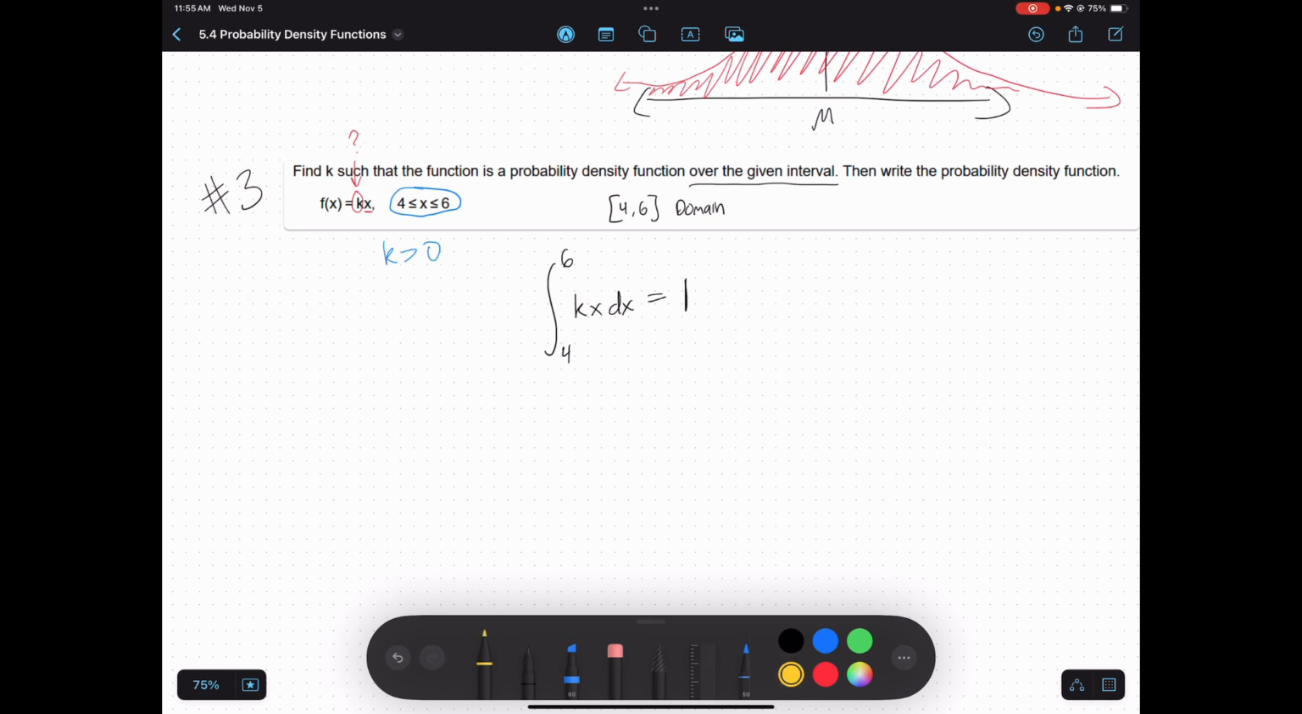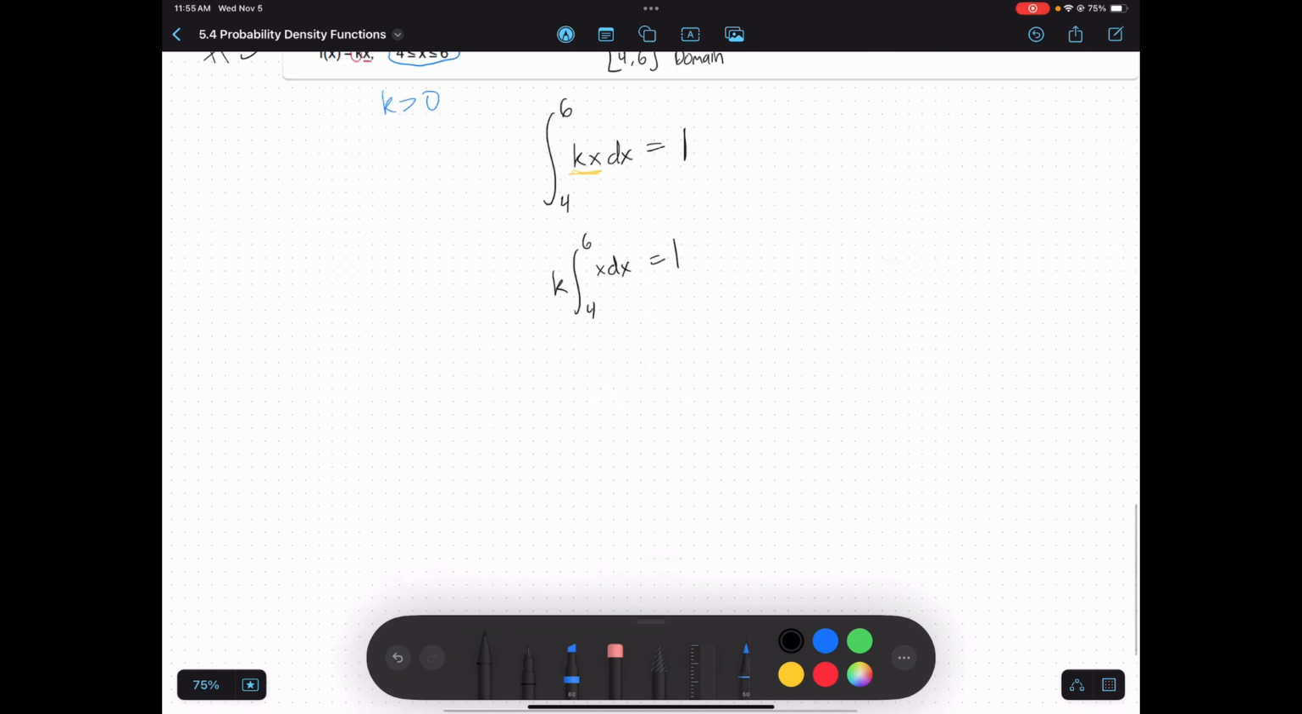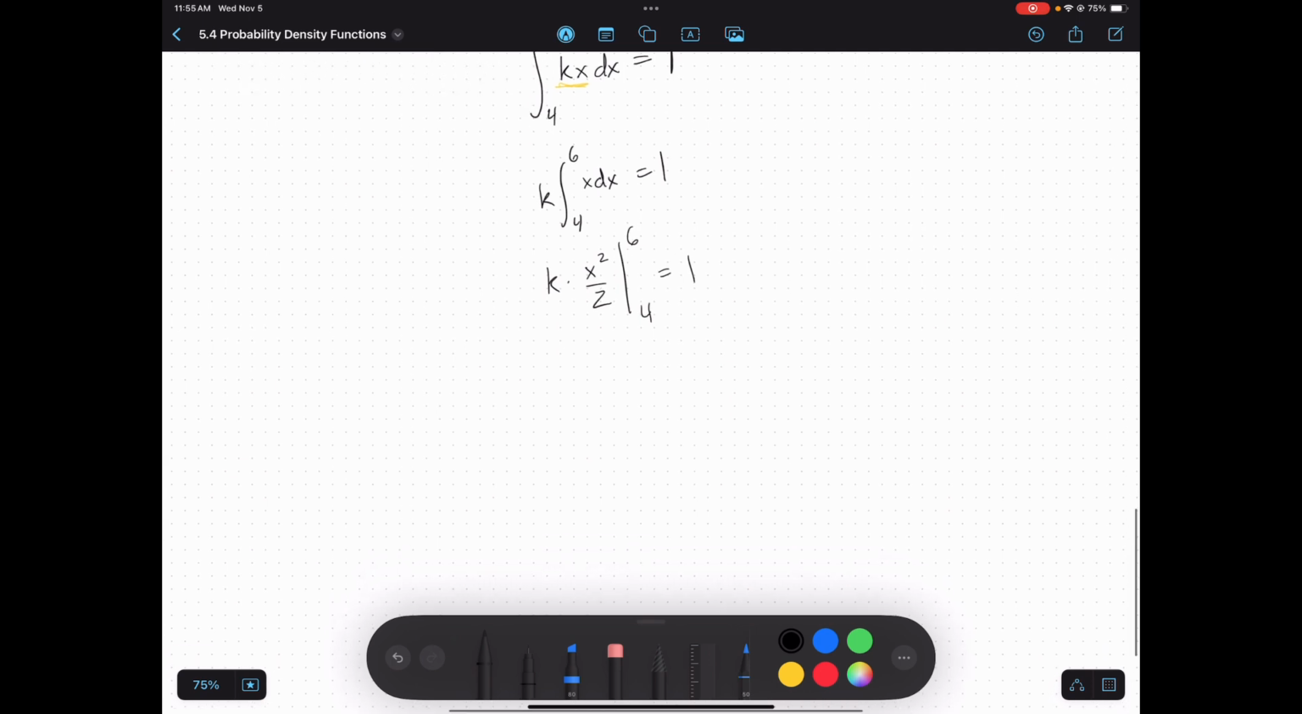That means I need to find the antiderivative of my function, or I guess, first off, k represents a constant, meaning I can pull it out in front of my integral because it's not going to affect the antiderivative. So what's my antiderivative of x? I get x squared over 2, and that's evaluated from 4 to 6. And I eventually want this to equal 1. Okay, I'll plug in my bounds, and I get 6 squared over 2 minus 4 squared over 2. That's using the fundamental theorem of calculus.